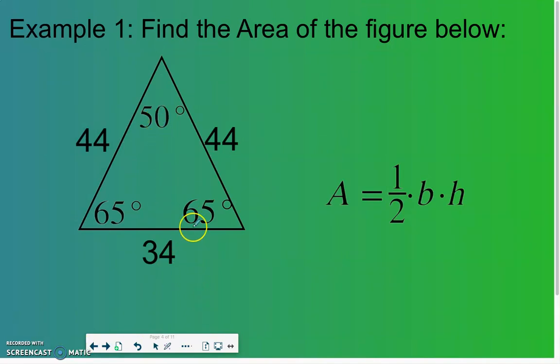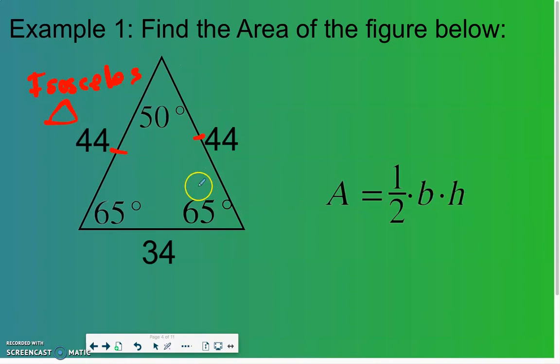Looking at example 1, we're given the following figure below. Clearly we can see that since we have two sides that are equal, which makes two congruent angles, I have an isosceles triangle. So we want to identify the shape, and from that shape, we should be able to identify that our formula is area equals 1/2 our base times our height.